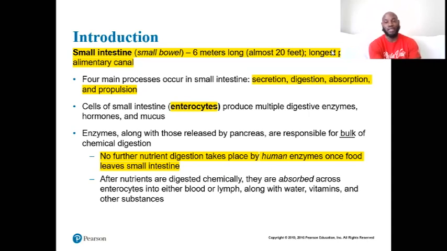We're going to talk about something else that happens that lives in your gut, in your large intestines, but we'll talk about that when we get there. After nutrients are digested chemically, they are absorbed across your enterocytes into either the blood or lymph. Remember we talked about absorption into the lymph a little bit, along with water, vitamins, and other substances.